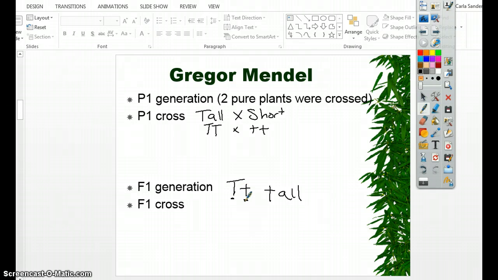He then decided to take that F1 generation because he noticed, hey, there was a trait, there was an allele that disappeared. One of the forms disappeared. There was no more shortness. So he wanted to see what would happen if he took the F1 generation and crossed it with itself. So he took the F1 talls and crossed it with the F1 talls.